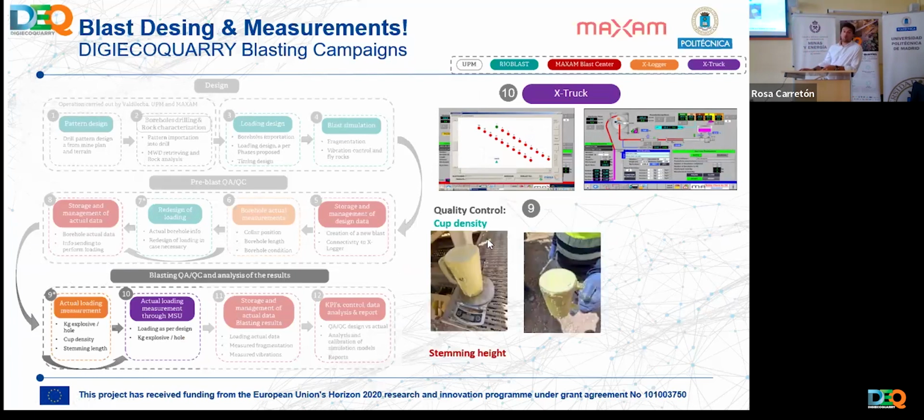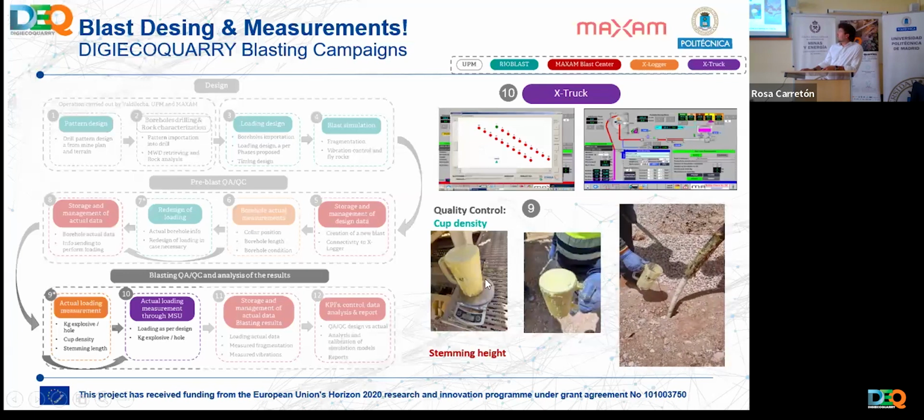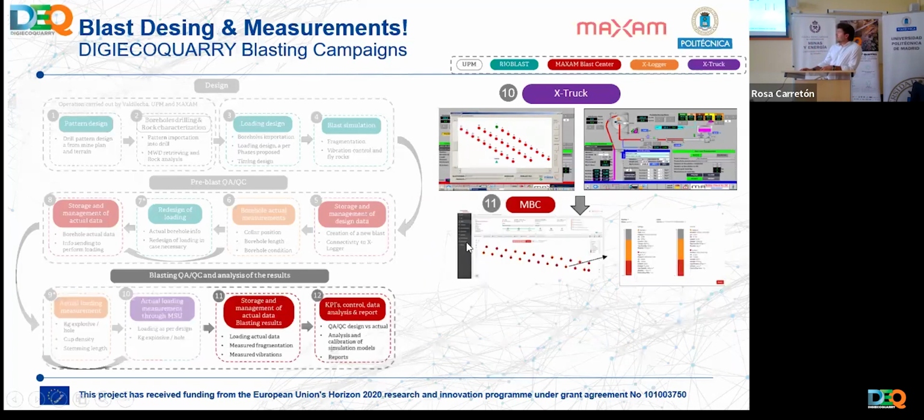When you are pumping, you have a quality control of the cup density, that we can see here, to match what we have designed. And if you are not matching or not reaching this target density, you have to vary the parameters of the truck in order to be more accurate according to the design. And also to have control of the stemming length, that is a crushed rock or gravel, on the top side of your blast.